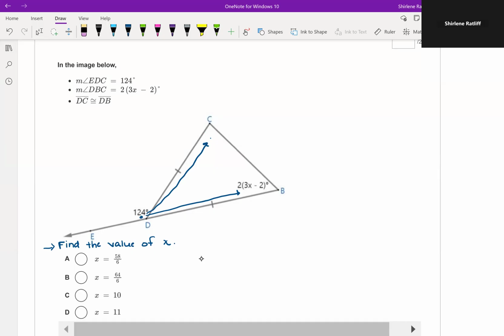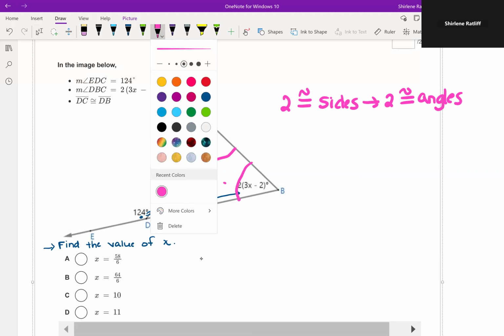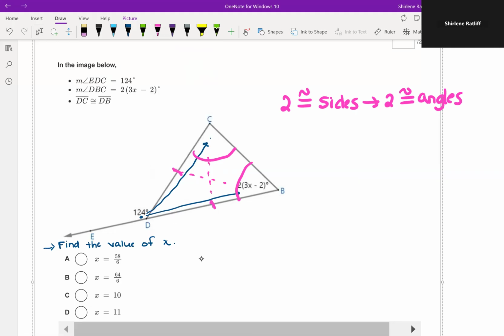All right, I see the tick tick, two equal sides. If a triangle has two congruent sides, then it has two congruent angles. So we take our cross guard, cross guard, cross guard. Since this angle is 2 times 3x minus 2, this one will also be 2 times 3x minus 2.